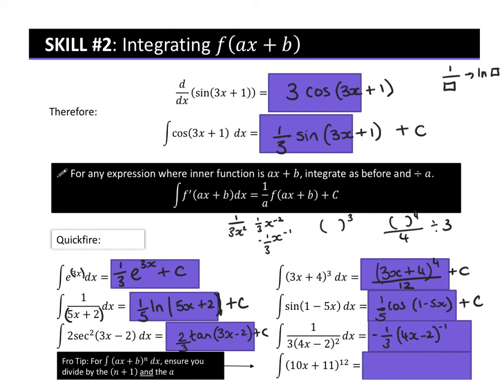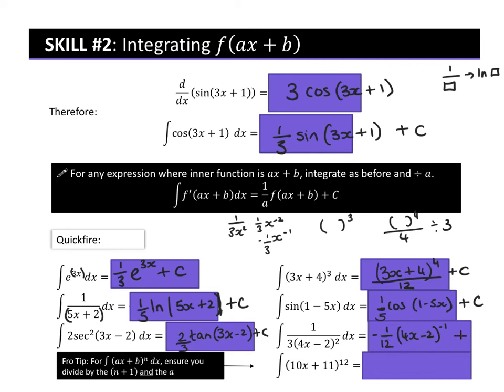But we also need to divide by the differential of the bracket. 4x minus 2 differentiated is 4. So minus a third divided by 4, this is now going to become 12. And our constant of integration c.